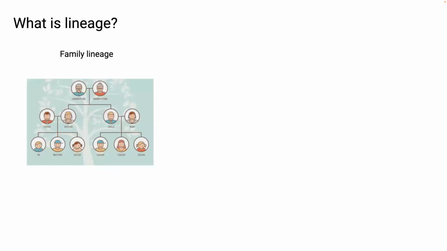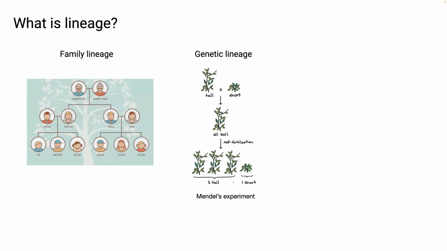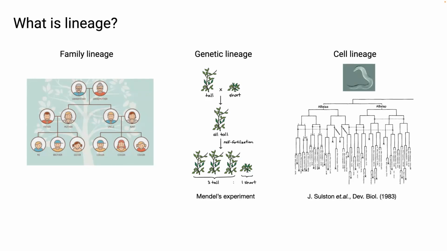So speaking of lineage tracing, speaking of lineage, we can first think about family lineage and also genetic lineage. Actually, this is one of the early experiments by Mendel, where he proved the rules of modern genetics. However, I'm very, very fascinated about cell lineages. So this is the relationship of individual cells within a living organism.